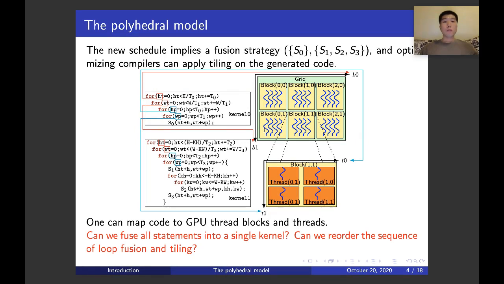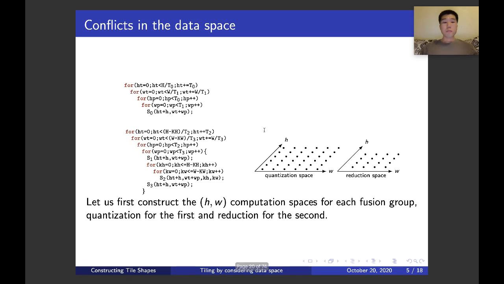the polyhedral model defines a particular order on loop fusion and tiling, i.e. it first applies fusion and then tiling. Can we reorder the sequence of loop fusion and tiling to exploit more optimization opportunities? After a deep investigation, we find that it was due to the conflict in the data space.